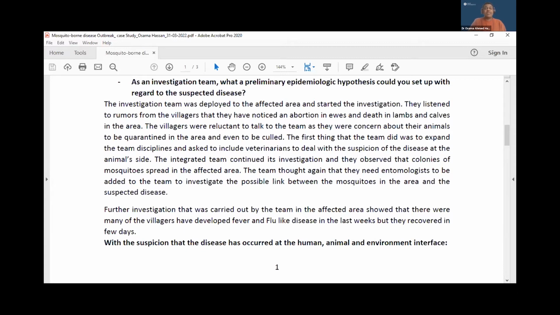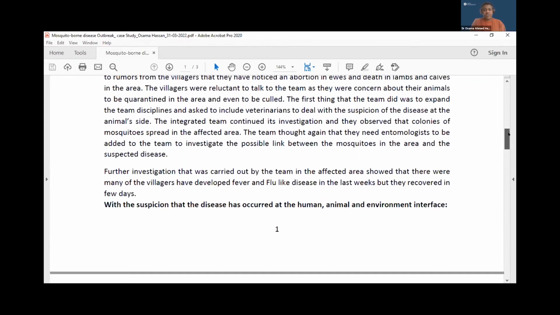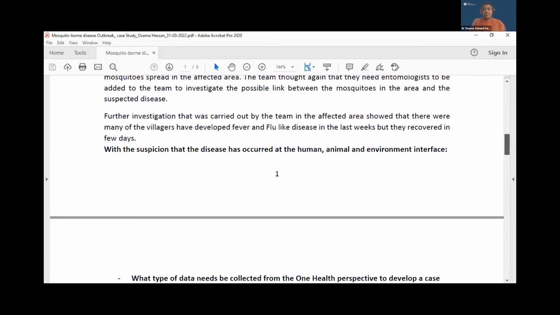So then the integrated team continued its investigation, and they observed colonies of mosquitoes spread in the affected area. So the team thought again that they need entomologists to be added to the team to investigate the possible link between the mosquitoes in the area and the suspected disease. Further investigation carried out by the team in the affected area showed that many of the villagers have developed fever and flu-like disease in the last weeks, but they recovered in a few days.